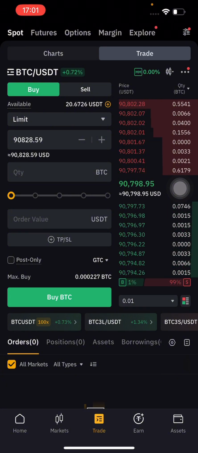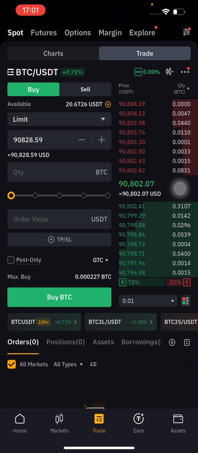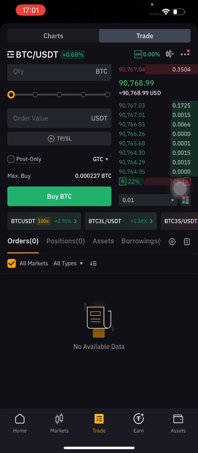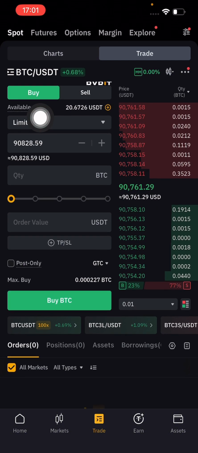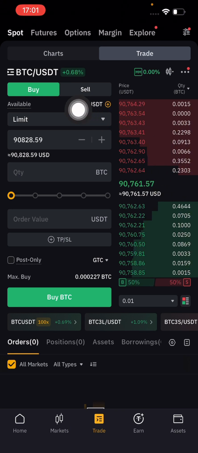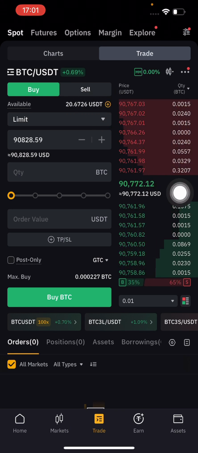Now, when you come to the trading section here, the first thing you do is decide whether you are buying or selling the cryptocurrency. For us, we're going to be buying because we don't currently have BTC. So we just leave it at buy. Then the available money that we have is $20.67. That's the money that we're going to be trading with.